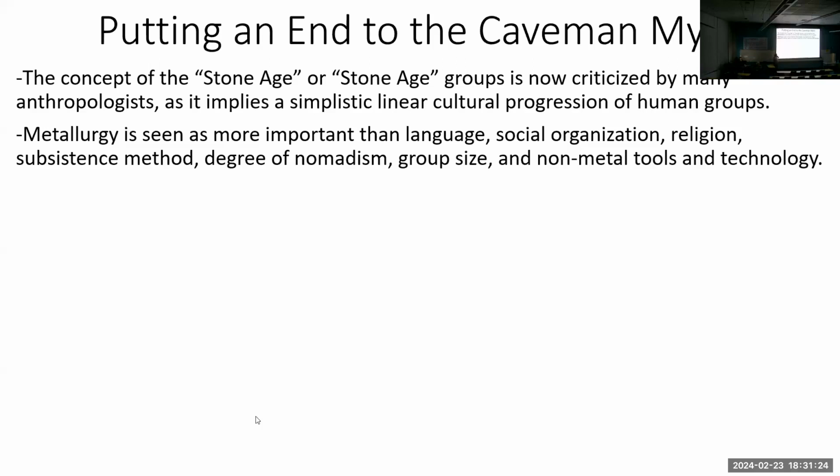Differences in language, social organization, religion, the method of subsistence, how they're getting food, whether they're nomadic or not, their group size, and every other aspect of their tools and technology is all ignored, and you're only paying attention to: do they use stone tools or do they use metal tools?